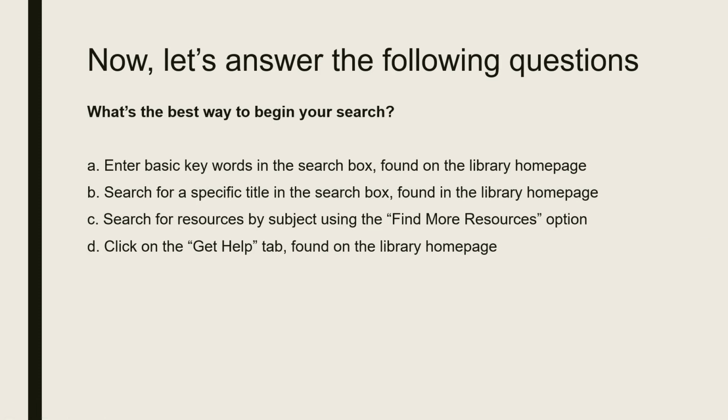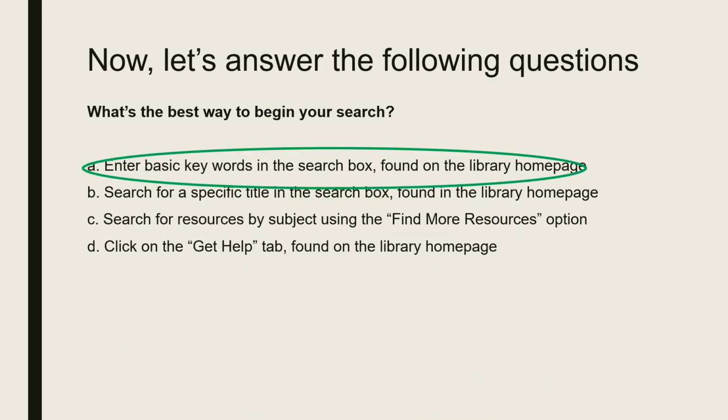Now, let's answer the following questions now that we've watched that video. So, what is the best way to begin your search? A, is it to enter basic keywords in the search box found in the library homepage? B, is it to search for a specific title in the search box found in the library homepage? C, search for the resources by subject using the Find More Resources option? Or D, click on the Get Help tab found on the library homepage. What do you think? The best way to start is to enter basic keywords in the search box found on the library homepage.